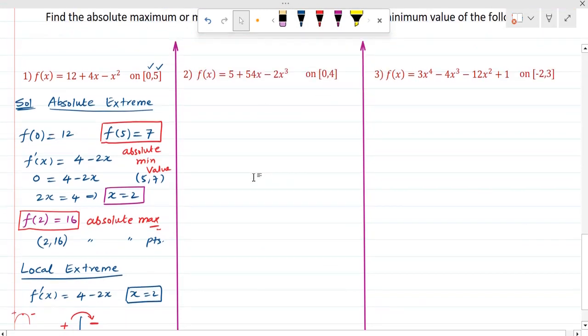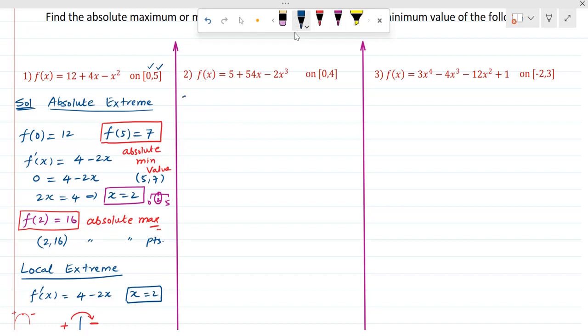Let us start with the next question we have. And by the way, the critical value must lie between the intervals. See here, this is 0 comma 5, and the 2 is inside the given interval. If it is outside, I don't bother about it. I will not calculate anything if it is outside the interval.